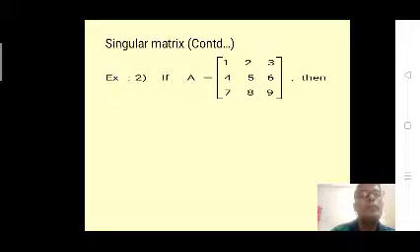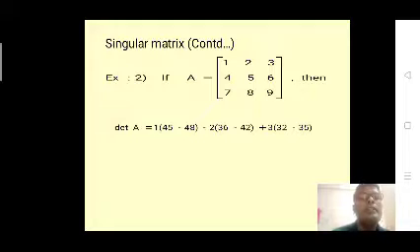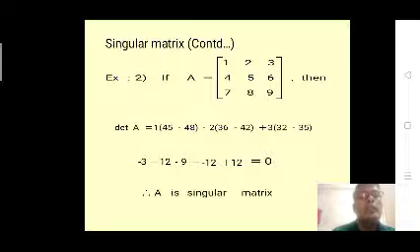We see another example. If A is equal to [1, 2, 3; 4, 5, 6; 7, 8, 9], then find the determinant of A using the first row expansion: 1 into (45 minus 48). How to write the 45? 5 into 9 is 45, 8 into 6 is 48, and we take the element minus 2, and the remaining elements: 4 into 9 minus 7 into 6, plus 3 into (32 minus 35). We get minus 3 plus 12 minus 9, equal to minus 12 plus 12, which is equal to 0. So A is a singular matrix. Here also the determinant is equal to 0.